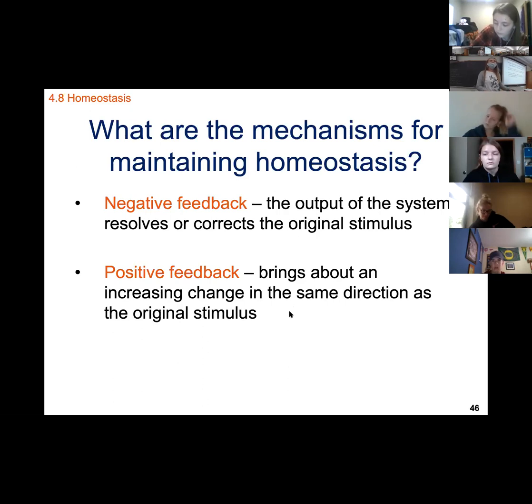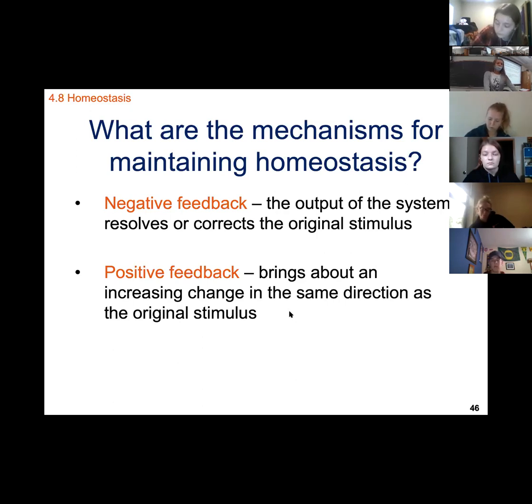But then you have positive feedback where it's like, it's okay, Alex, you can get it this next time. All right, so hold on a second. We're going to make that make sense in a little bit. But when I think of negative and positive feedback, I think of some sort of criticism and the way that you react to that. So the negative feedback is the output of the system resolves or corrects the original stimulus. And then the positive feedback, it brings about an increasing change in the same direction as the original stimulus.